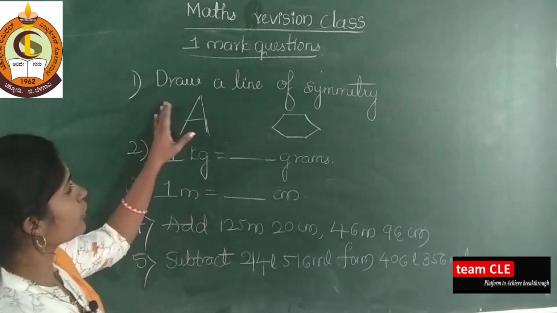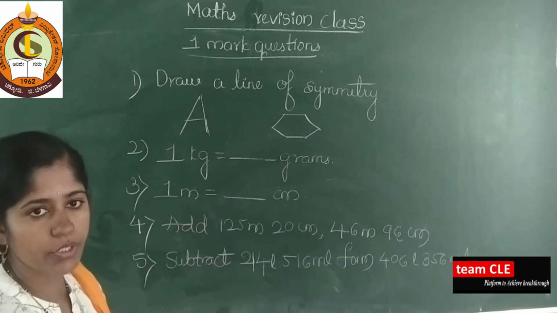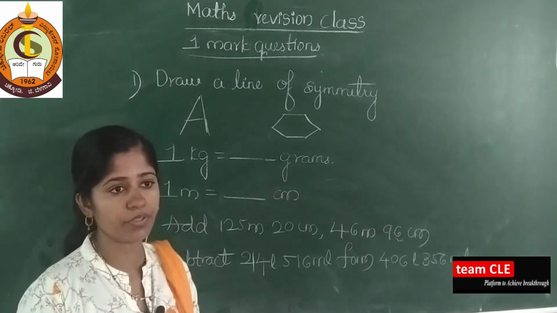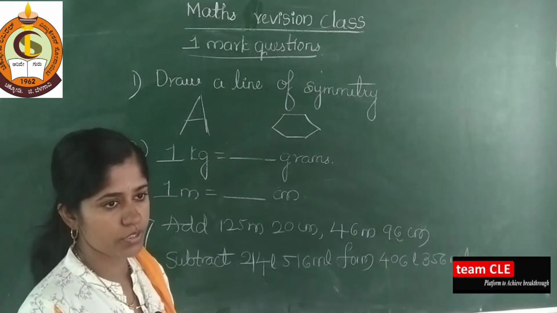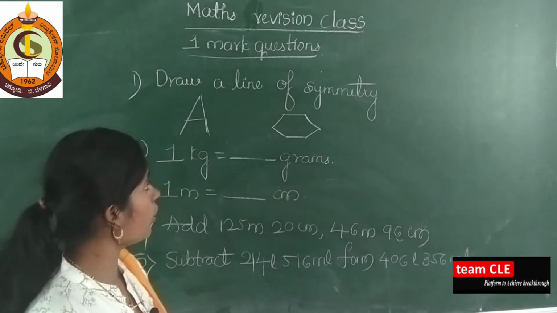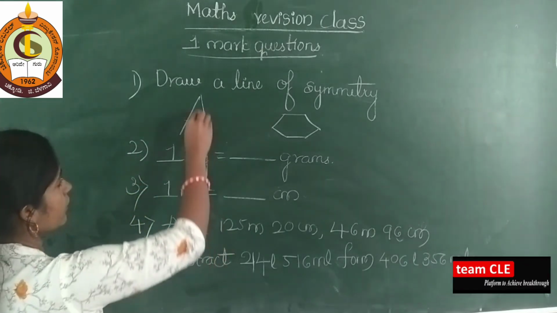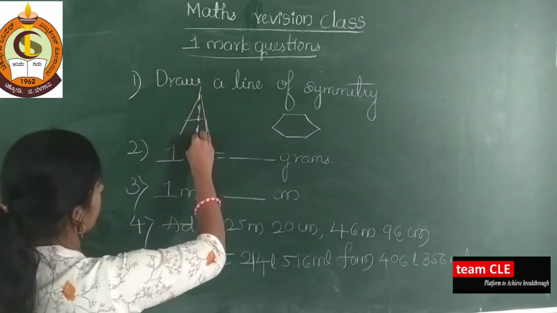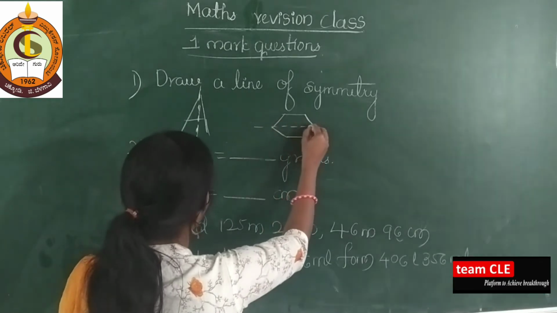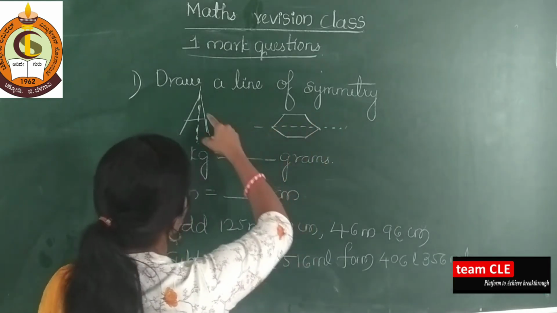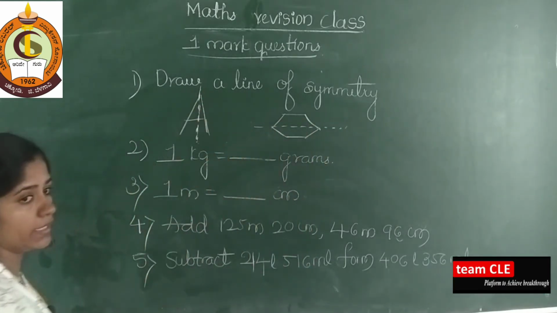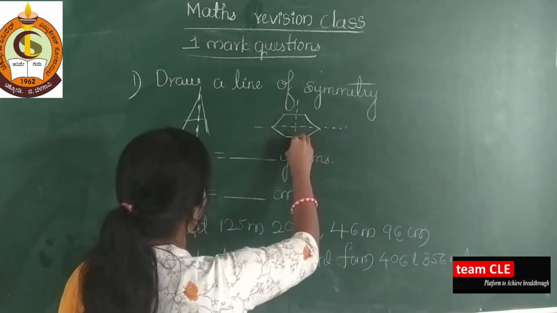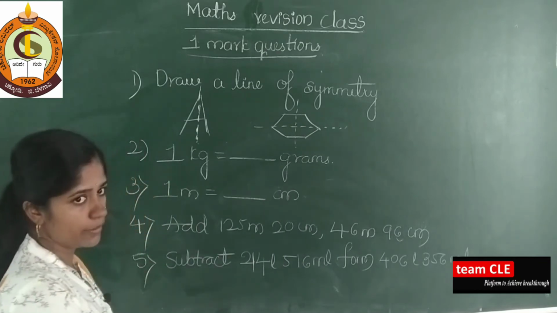So here, draw a line of symmetry. Already you know line of symmetry means which divides the given figure into 2 equal halves. For that we are calling what? Line of symmetry. Okay, so just draw here one line of symmetry. Here you can cut only a vertical line of symmetry. Here vertical line of symmetry and horizontal line of symmetry, both are there.